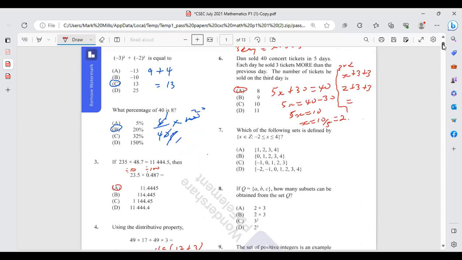Number 17. Which of the following sets is defined as -2 less than or equal to X less than or equal to 4? D. Right, that would be D. Everybody agree?